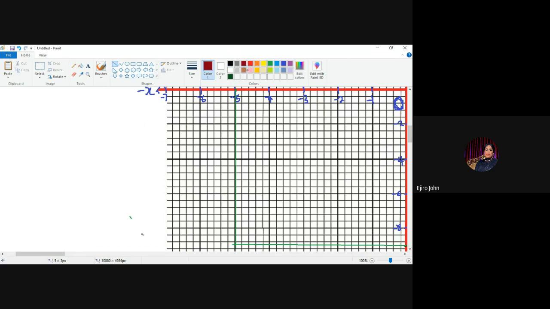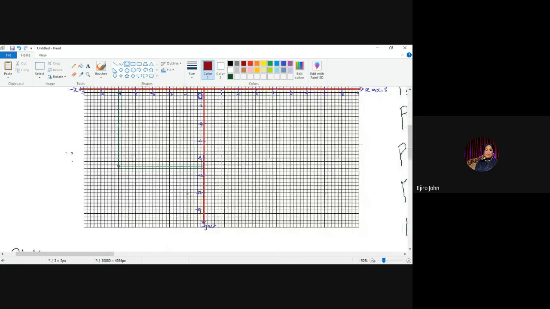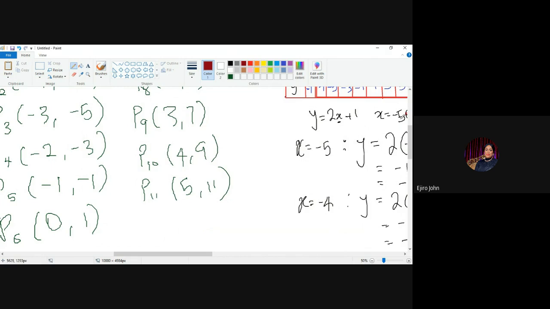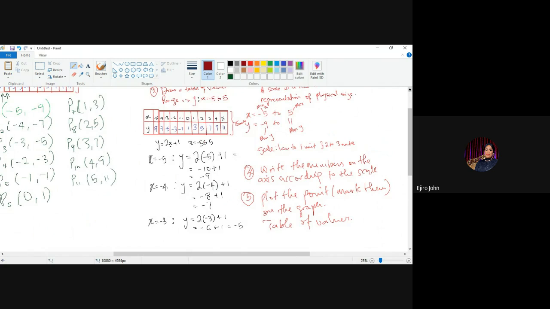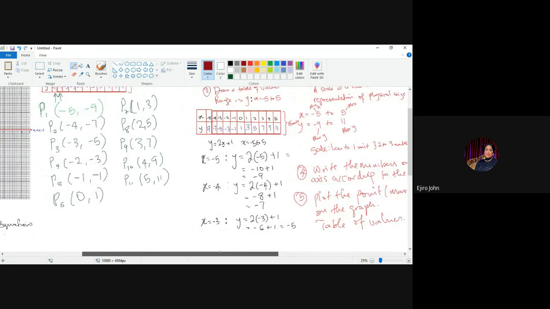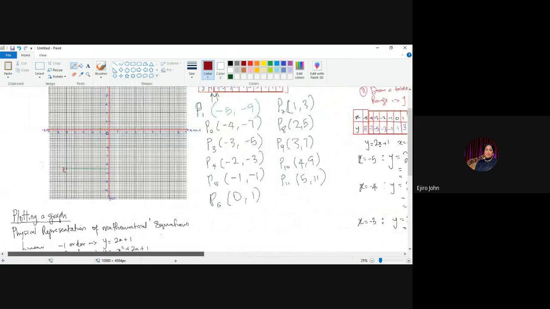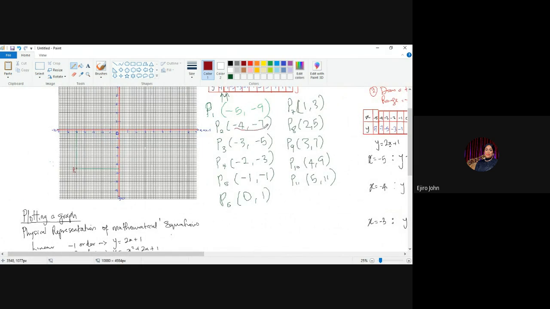So that happened at this point. So that is our first point. Are we good? Yes, that's our first point, P1. So I'll write P1 there. Now the second point that we got was -4 and -7.